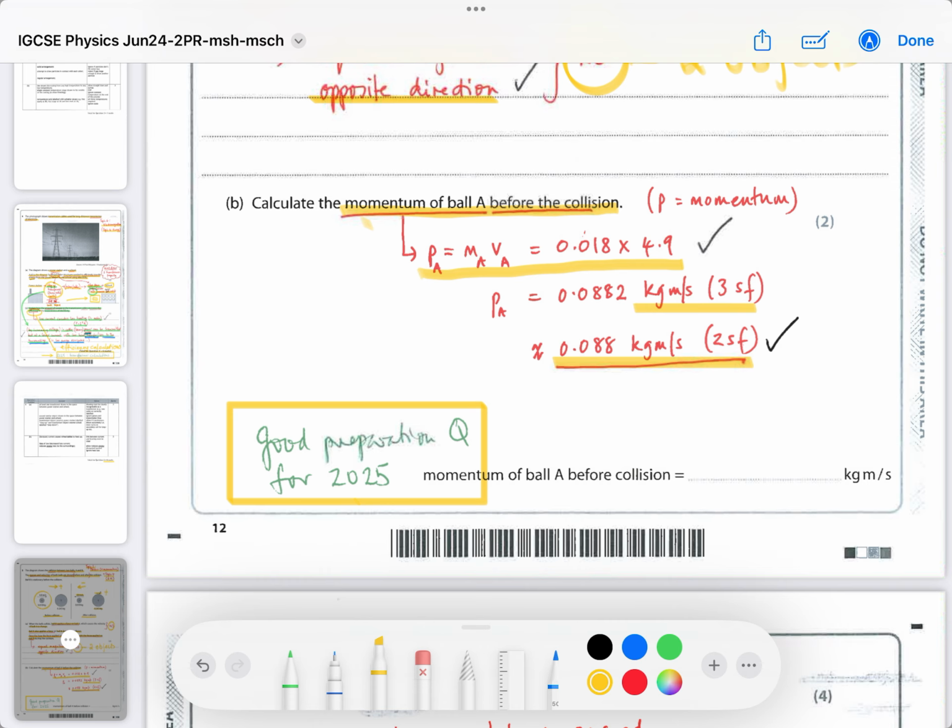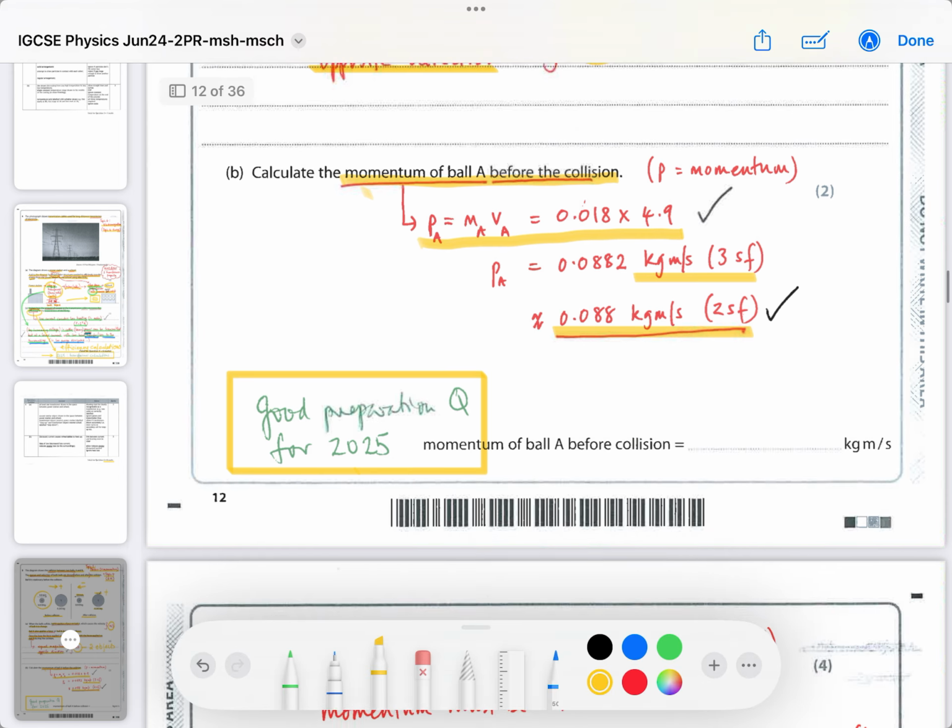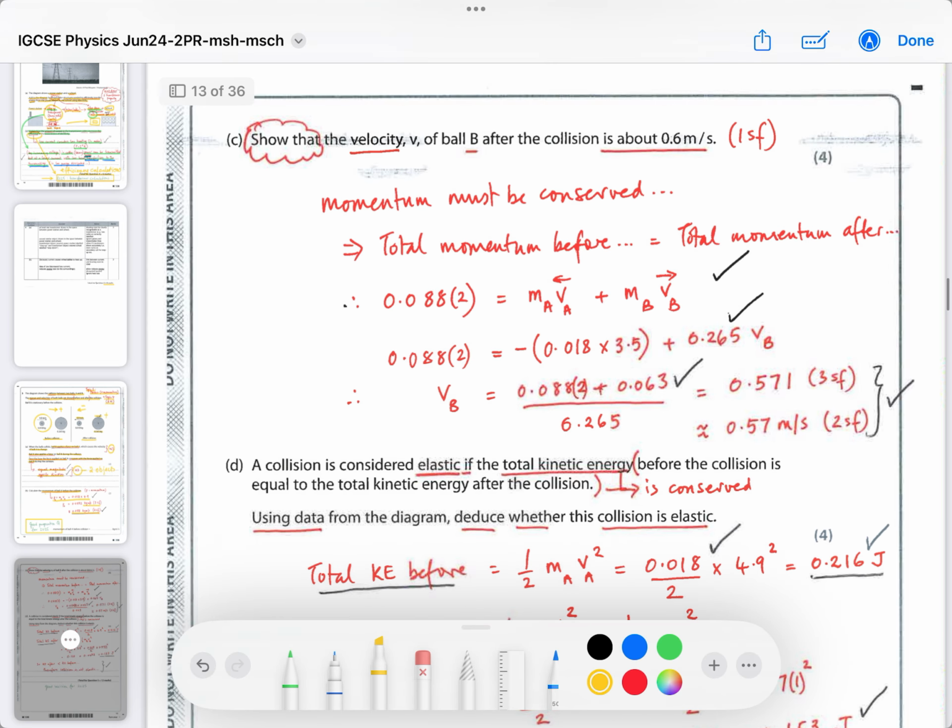So you always got to be ready for conservation of momentum. Now, we haven't done conservation of momentum yet. We've just done momentum, initial momentum. Okay, then you've got to show that the velocity of ball B after the collision is about 0.6 meters per second. So you want to show that it's about that, which I've done, but I forgot to link it to the show that. Show that means, if they ask about show that, it means you've got to prove it mathematically.